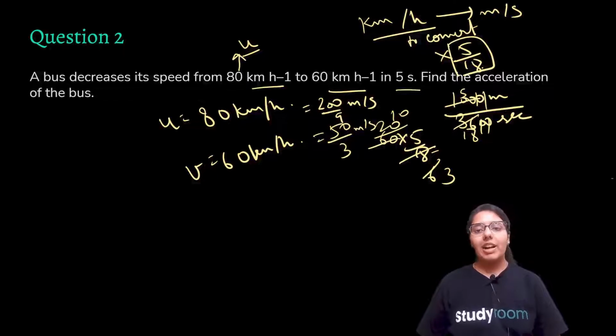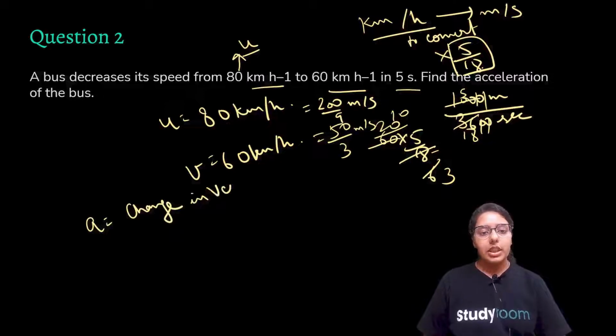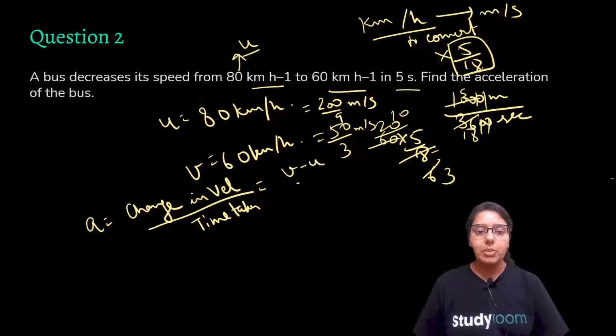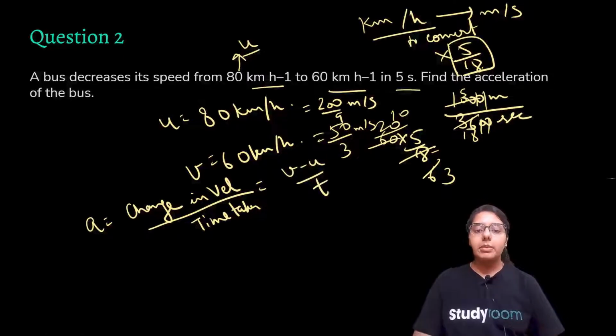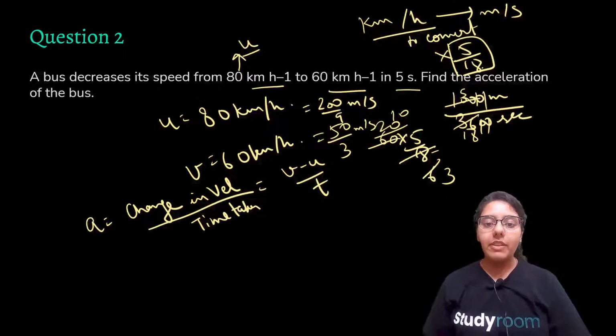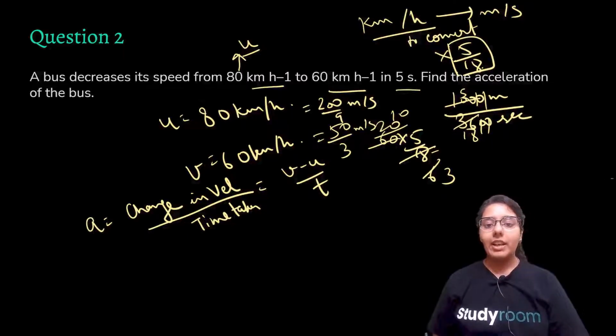So now we have to find the acceleration. What is acceleration? Acceleration is the rate of change of velocity, right? Change in velocity upon time taken. So what is the change in velocity upon time taken? So it is v minus u by t. We will take both in meter per second, okay? So what do we get? So now what are we supposed to do? We will subtract 50 by 3 minus 200 by 9, upon 5, right?